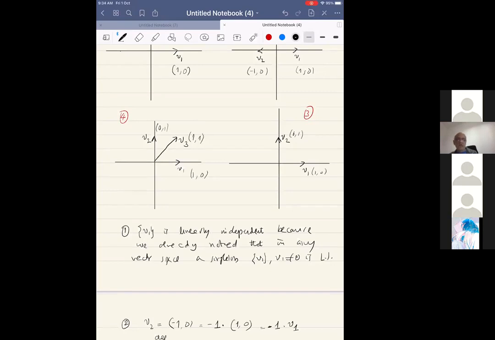So that tells you that there is something special about R2: the maximum size of a linearly independent subset seems to be 2, and this is what we will try to make precise during the rest of the lecture.